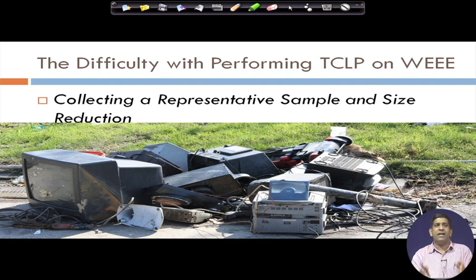It has to be in proportion to the different components present in the electronic waste. Say if you take the 100 grams just for the plastic, that's not representing the whole e-waste. If you take just the printed wire board, that is also not representing the total e-waste. So you have to take the sample in proportion of the individual components that are present in that e-waste.